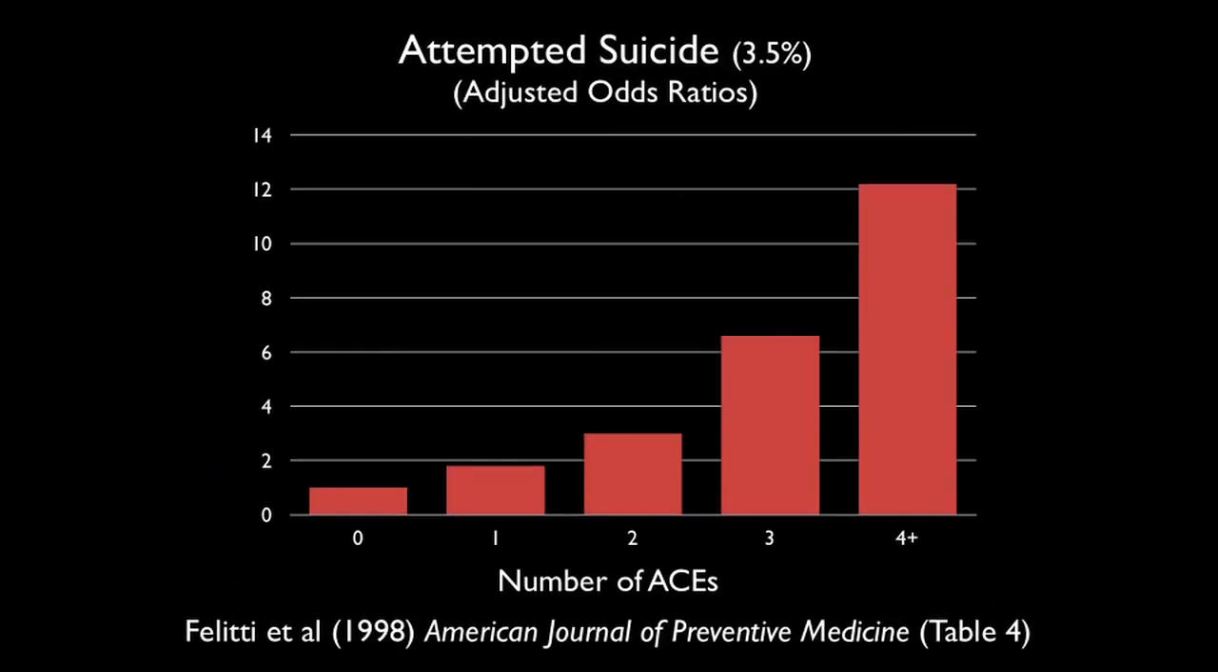Here we look at attempted suicide, and of all the outcomes, this one bears the strongest relationship between ACEs and the likelihood of the event. In the sample, 3.5% of the individuals report having attempted suicide, but we also can see that if a person had experienced 4 or more ACEs, then the odds were 12 times as likely that they would have attempted suicide than if they hadn't experienced any ACEs.